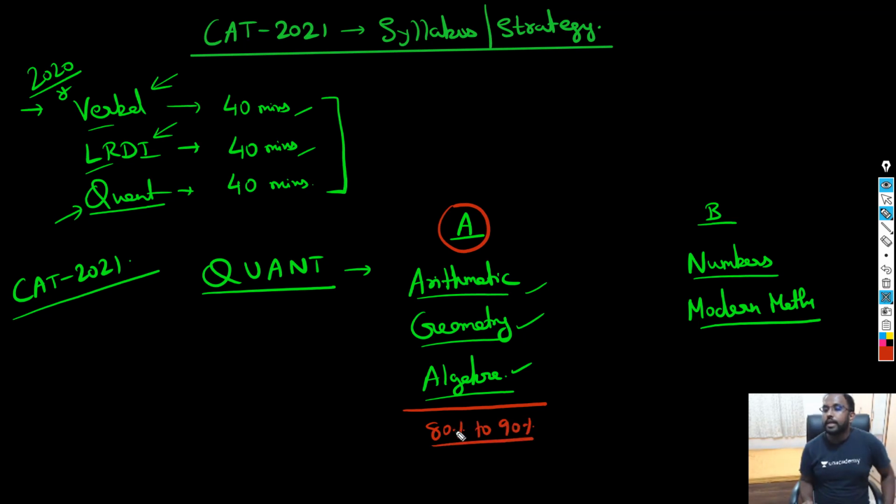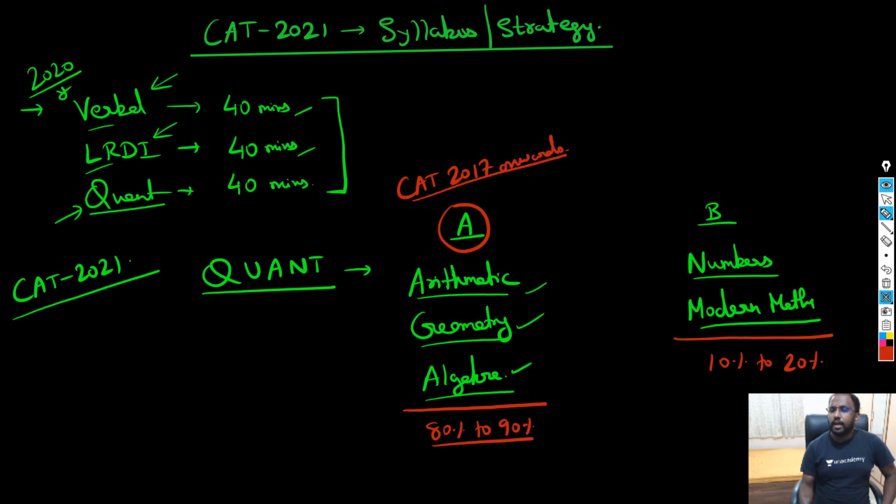Not sure that it will carry on every year, but seeing the recent pattern of the last 4-5 years, arithmetic, geometry, and algebra together are 80% to 90% of the whole paper, and part B is around 10% to 20%. Especially if I talk about CAT 17 onwards, that's the recent trend we are seeing in CAT.